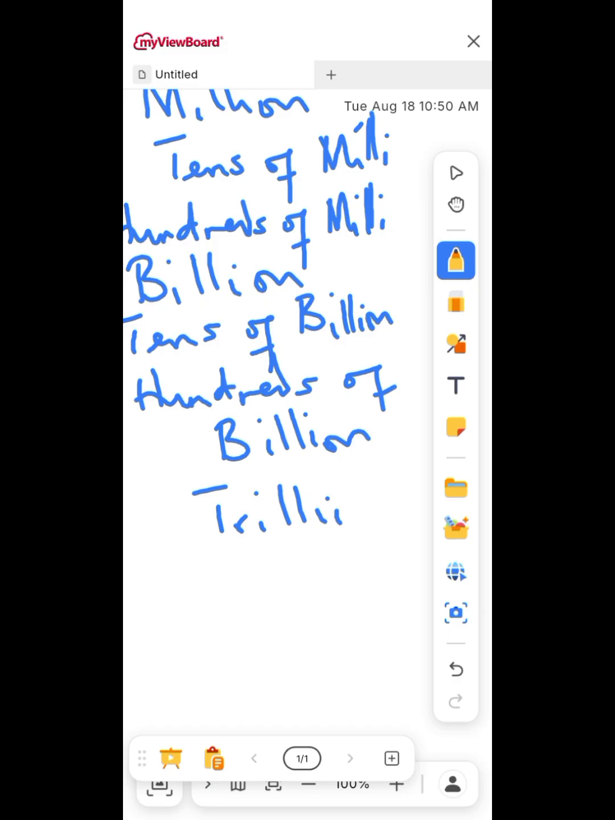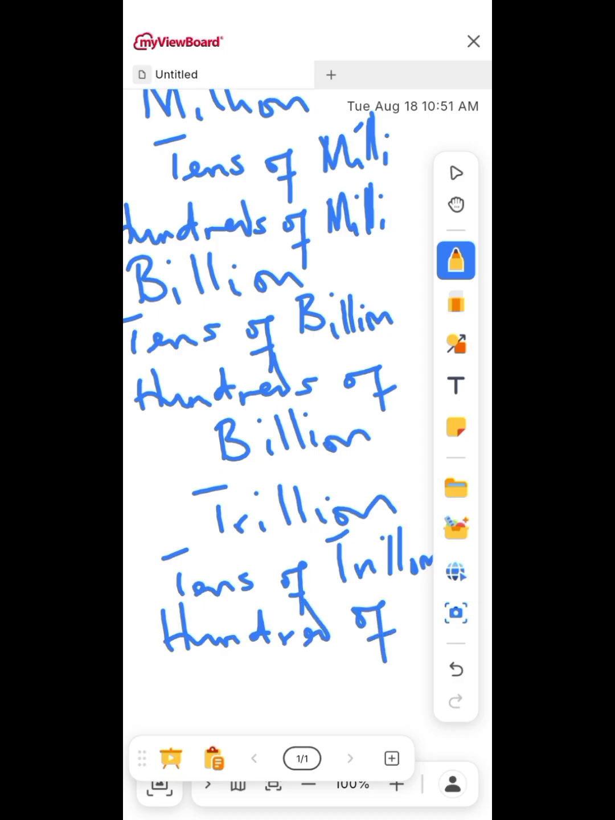So we can stop here for your level. Trillion, tens of trillions, hundreds of trillions. And I want you to go and carry out research and find out more. But for your level, this is just okay.